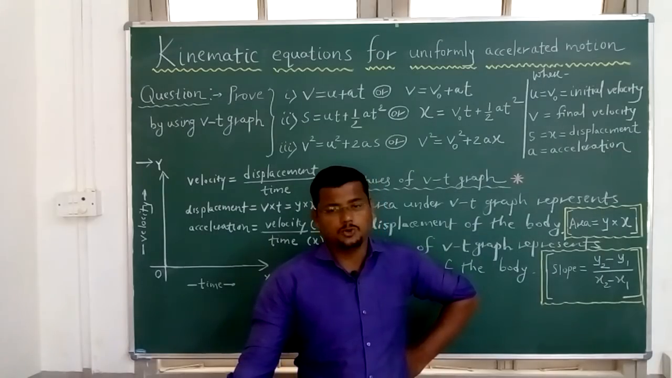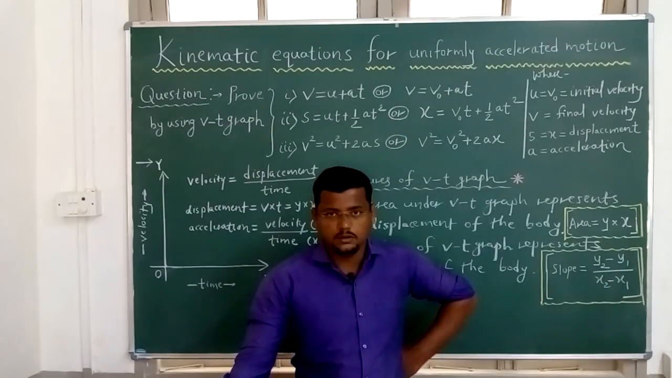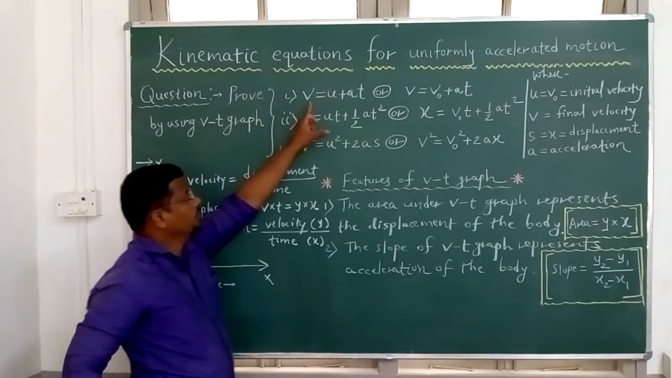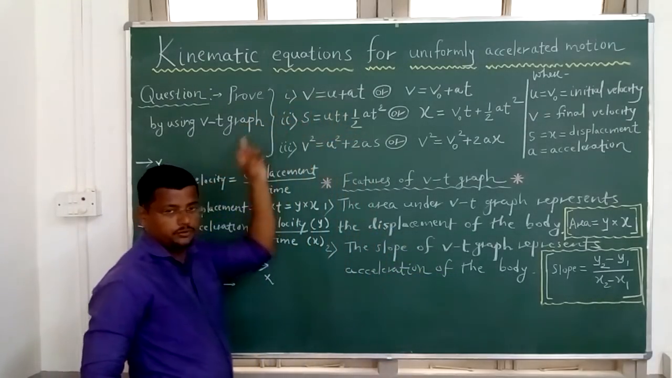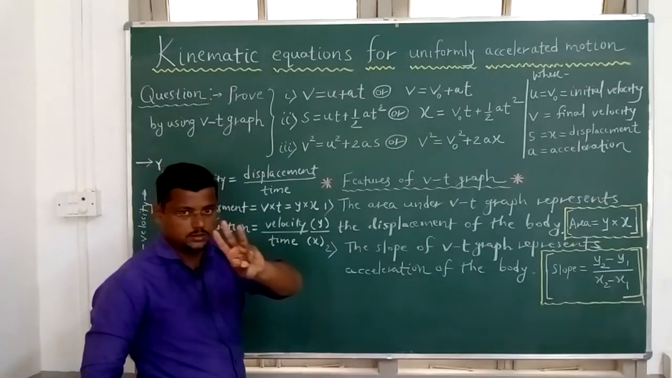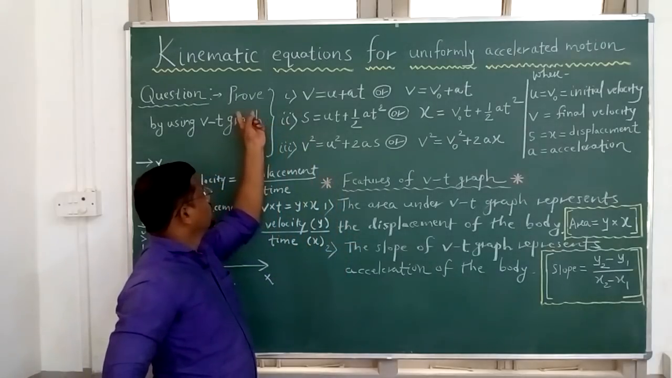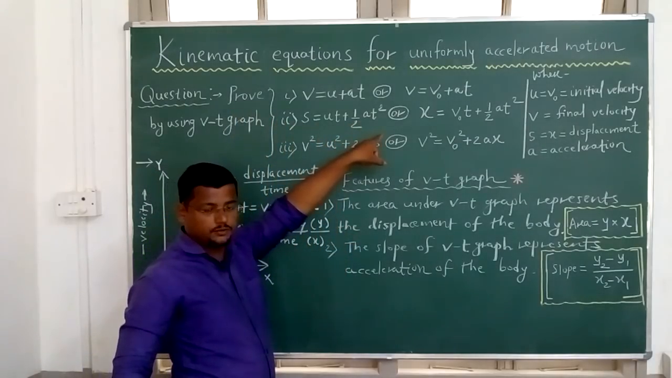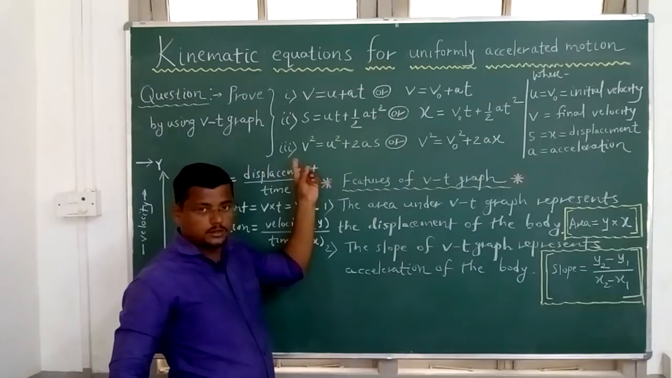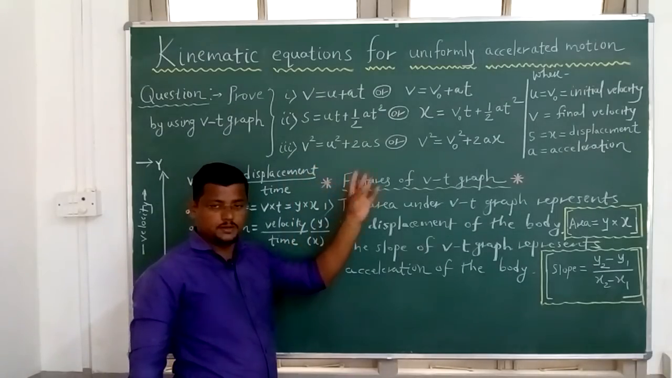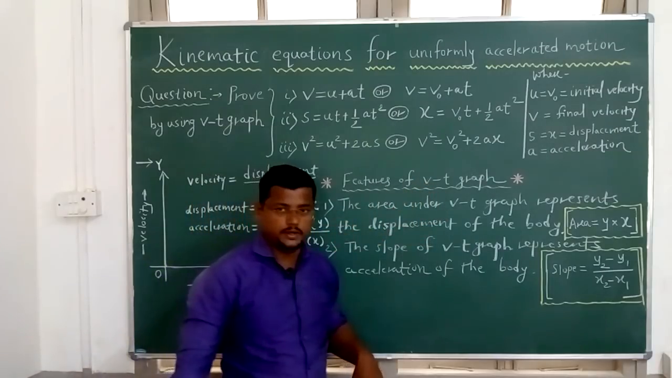The question is asked so many times for 5 marks. They will ask the question like this: Prove V equal to U plus AT by using VT graph. It is a 3 marks question. For 5 marks, most of the time the question is asked like this: Prove S equal to UT plus half AT square by using VT graph, or again for 5 marks, prove V square is equal to U square plus 2AS by using VT graph.